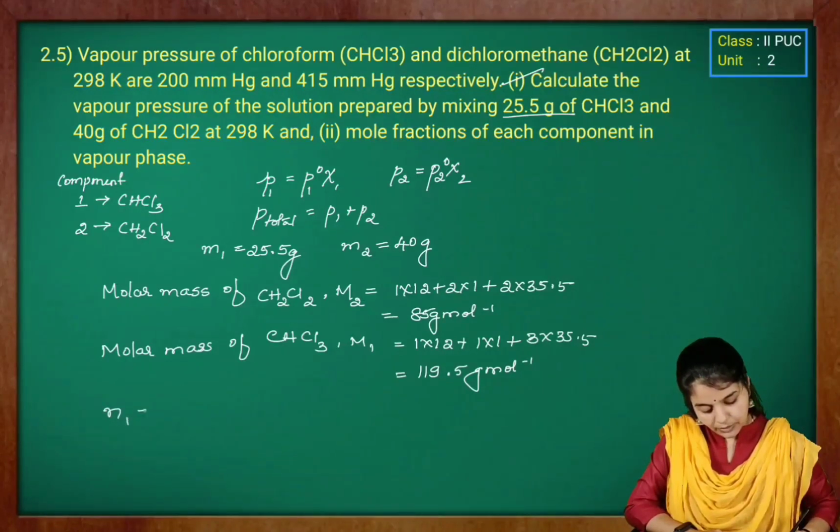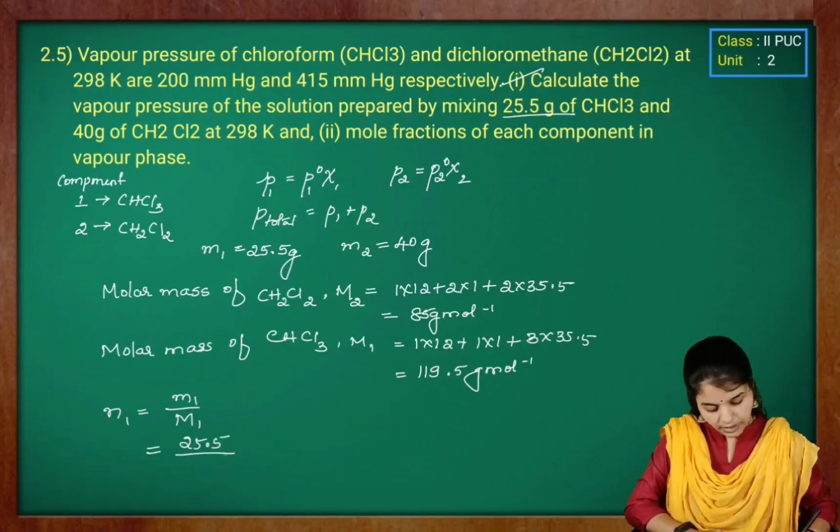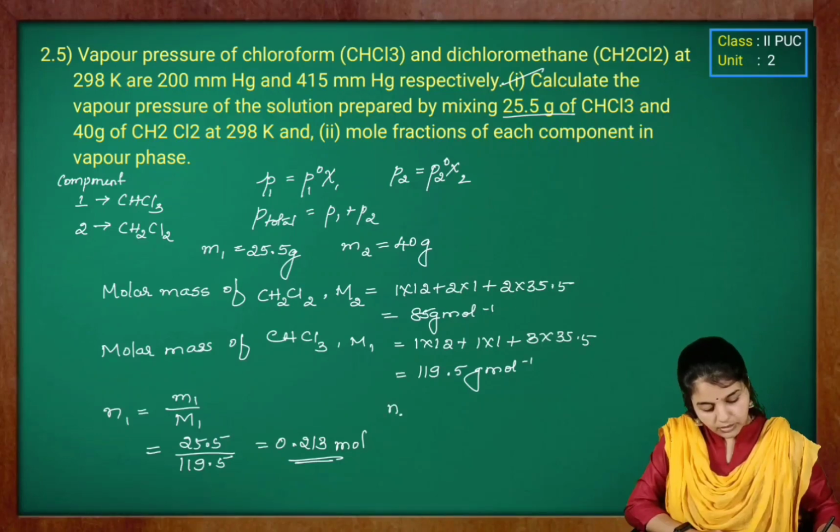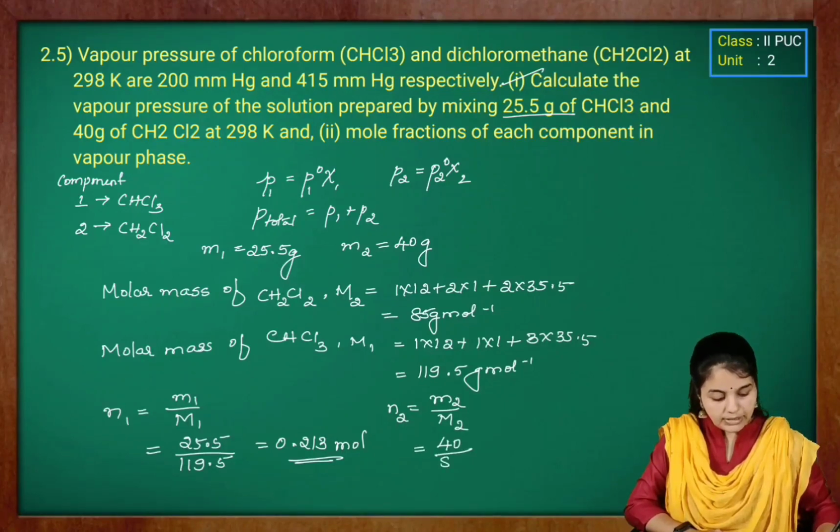So N1 is the number of moles of chloroform, that is m1 by M1, which is equal to 25.5 grams divided by 119.5 grams per mole, and this is equal to 0.213 moles. Similarly, number of moles of dichloromethane, N2 is m2 divided by M2, which is equal to 40 divided by 85. So 40 by 85 is 0.47 moles.